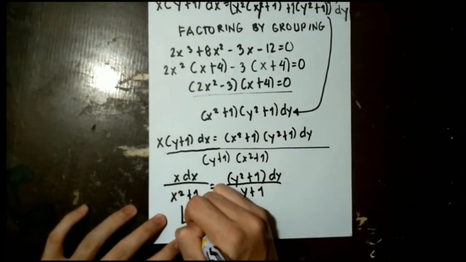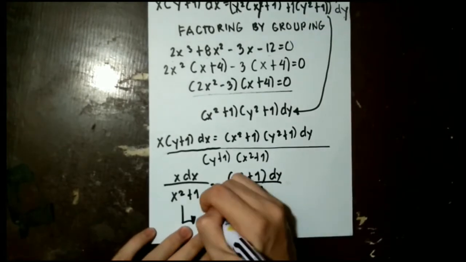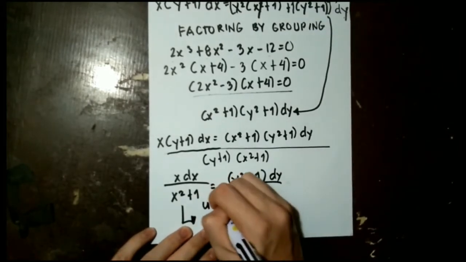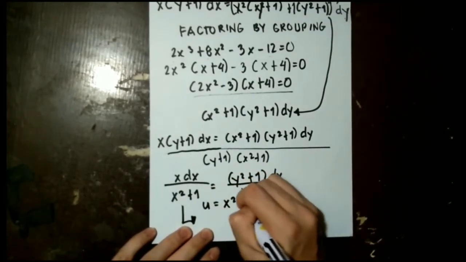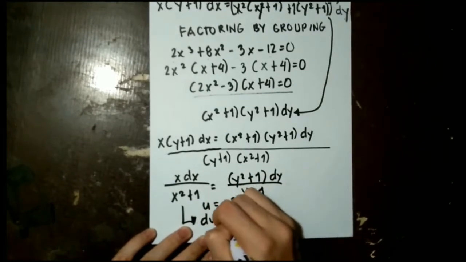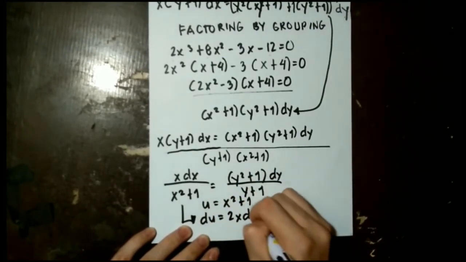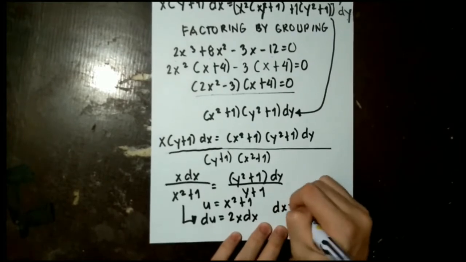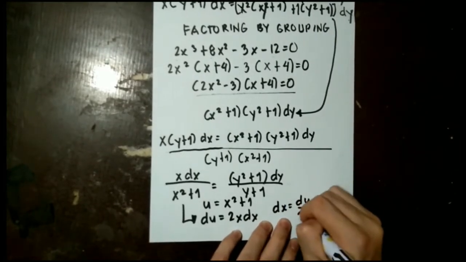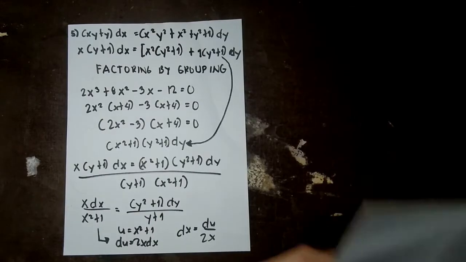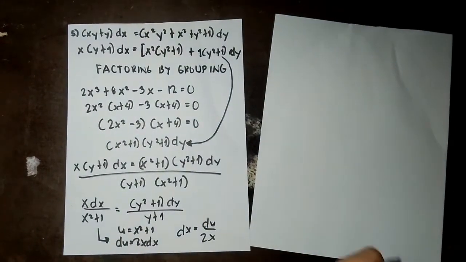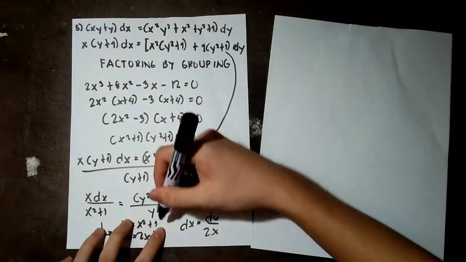So, dito sa left side, pwede tayong mag-u-sub. So, i-let natin yung denominator as u. So, ang u natin is x squared plus 1. Ang du natin is 2x dx. So, ang magiging value ng dx natin is du over 2x. Para dun sa right side naman, divide natin tong numerator sa denominator.